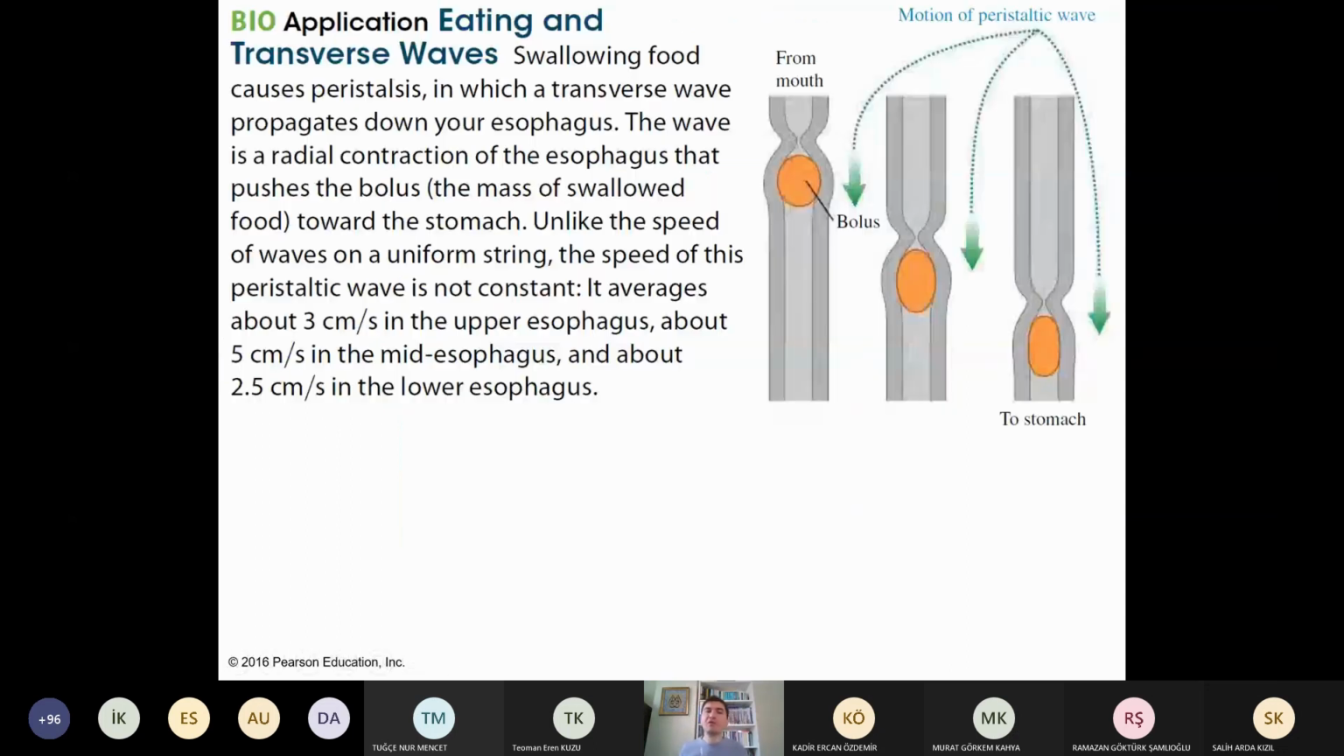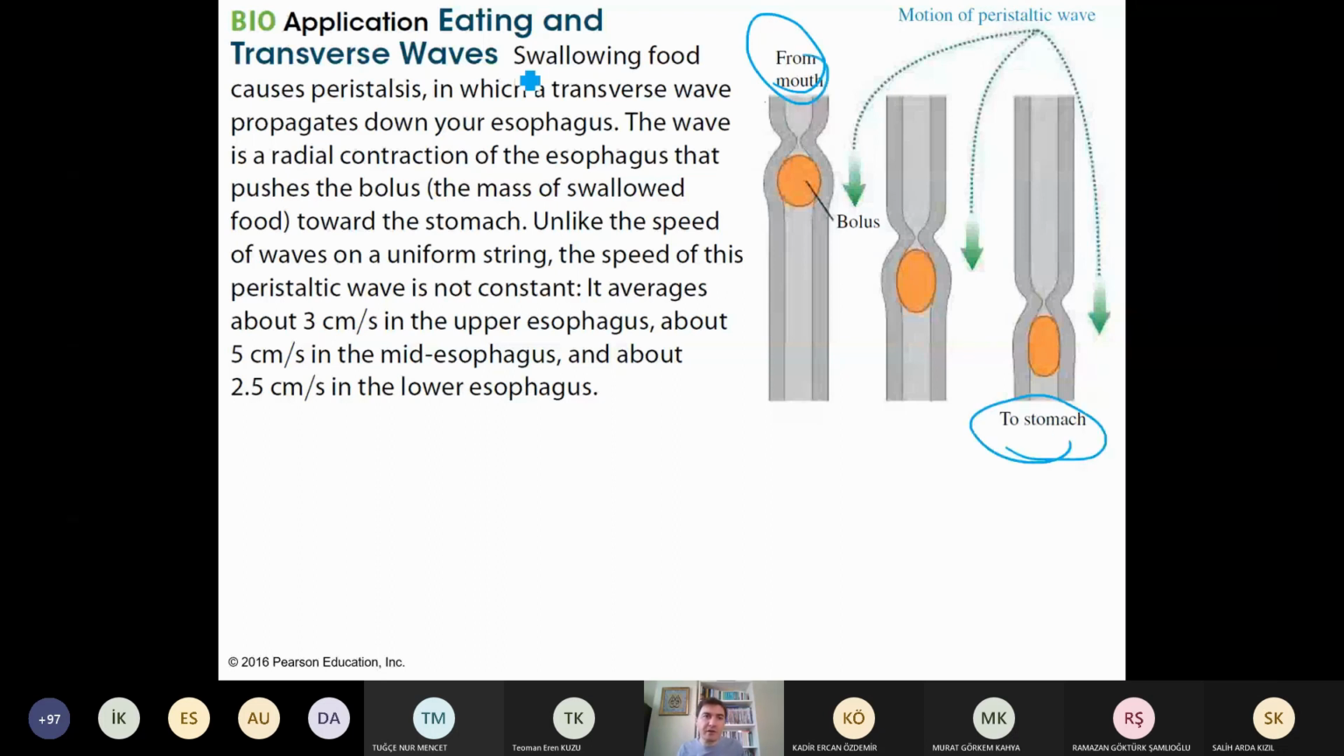And here, let me show you a bio application of the transverse wave. This is the eating and transverse waves. So what do you see here? This is the esophagus from mouth to stomach, okay?